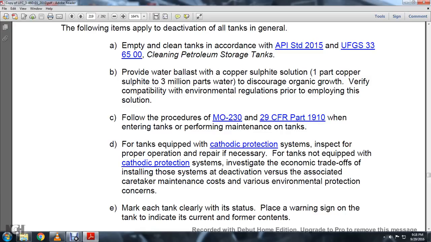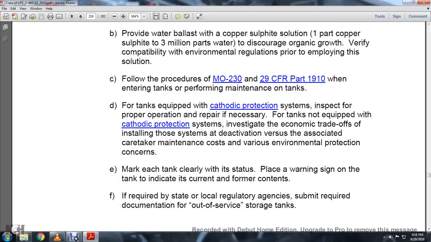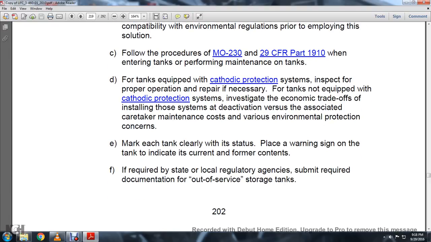For tanks equipped with a cathodic protection system, continue its operation. For tanks not equipped with a cathodic system, investigate the economic trade-offs of installing one during deactivation, with the various costs associated with caretaking, maintenance, and environmental protection considered. Mark each tank clearly with its status. Place a warning sign on the tank indicating its current and former contents, and if required by state and local regulatory agencies, submit documentation for out of service tanks and storage tanks.